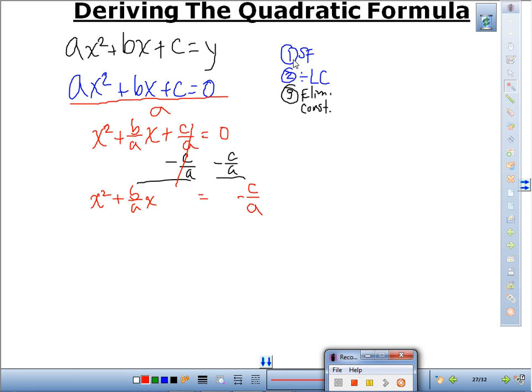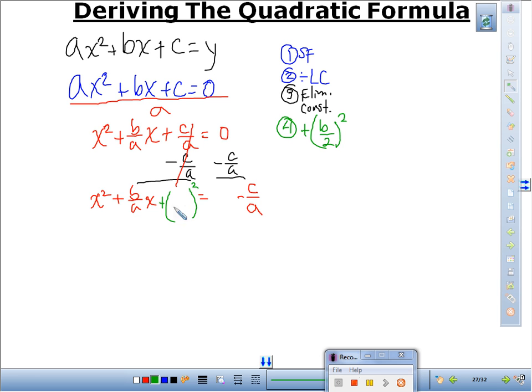Once again, step 1, standard form, yes. Divide by leading coefficient, yes. Eliminate the constant, yes. Step number 4, at this step, I'm going to need your full attention because there's a couple things that we need to see and make sure you follow. Step number 4, we're going to add b over 2 squared. Just pay attention on this one.